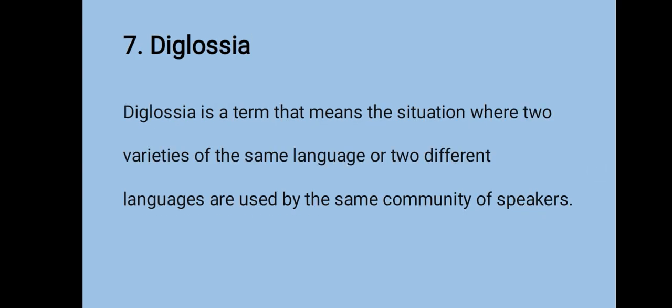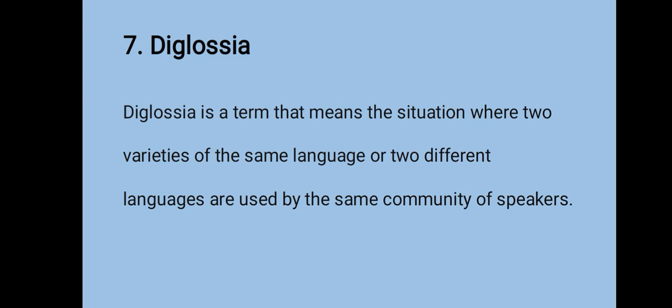So, moving to another slide, it's about diglossia. Diglossia is a term that means a situation where two varieties of the same language or two different languages are used by the same community of speakers. An example of diglossia is the case of Arabic, which has two main varieties: Modern Standard Arabic and colloquial Arabic.